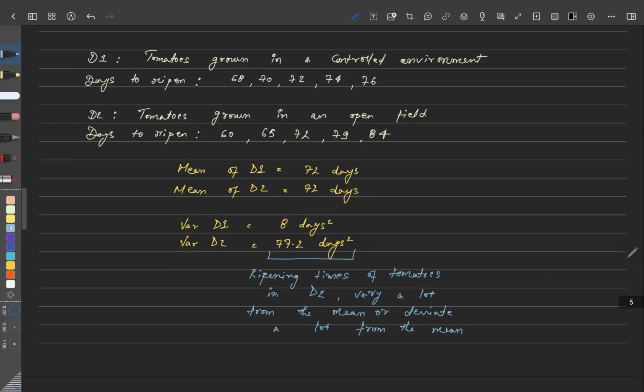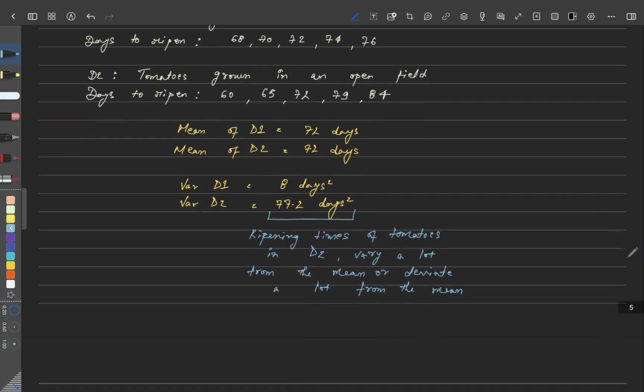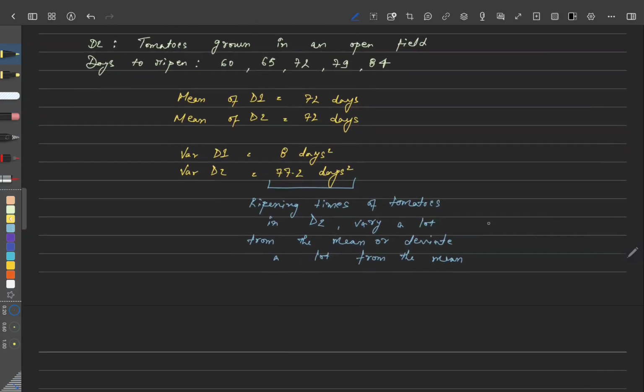So in other words, we can also say that the ripening times of tomatoes grown in the open field are not consistent around the mean, right? So inconsistent ripening times, okay, right? Let us understand why this makes sense and why we can rely on this, okay?